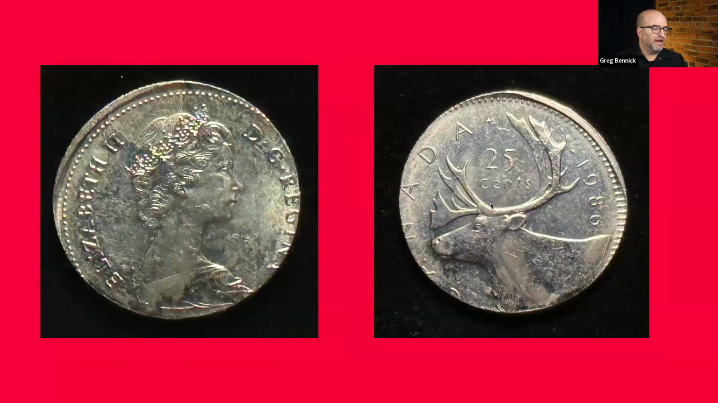This is a Canadian quarter struck on a dime blank. So that would be, again, an example of a dime making it in between the dies for a quarter.